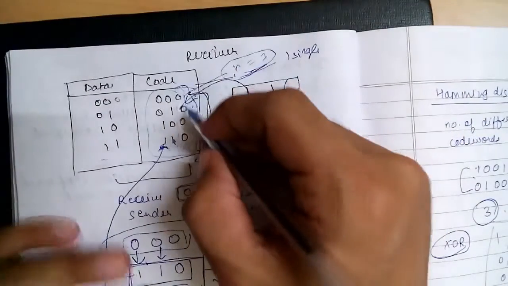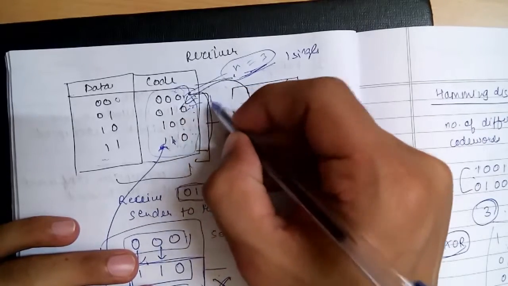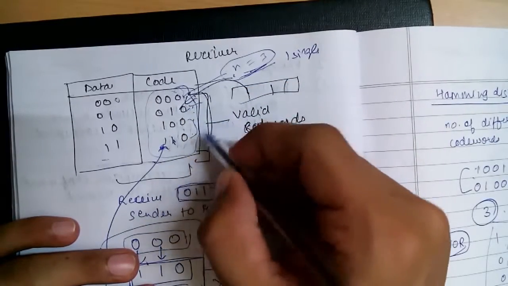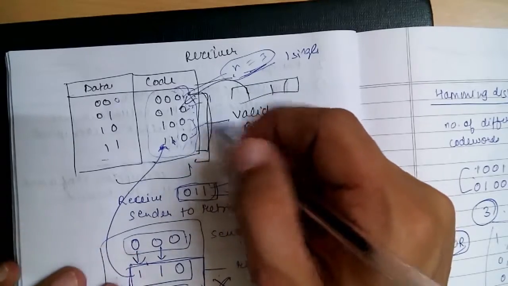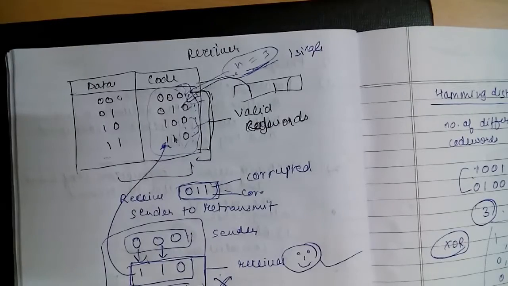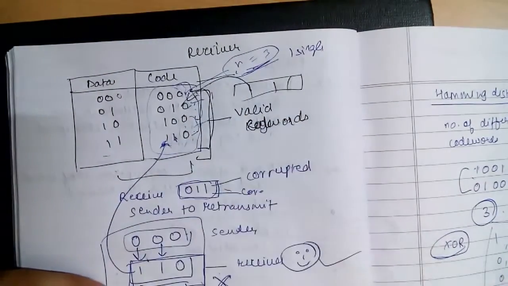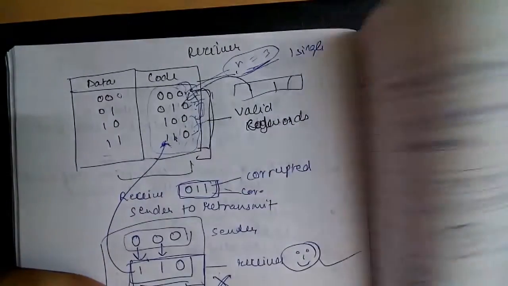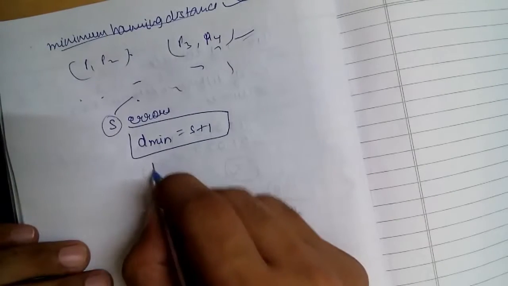So let's see the Hamming distance between these two is 1, these two, and this two is 1 again, this two is also, this is 2. So the minimum was 1.